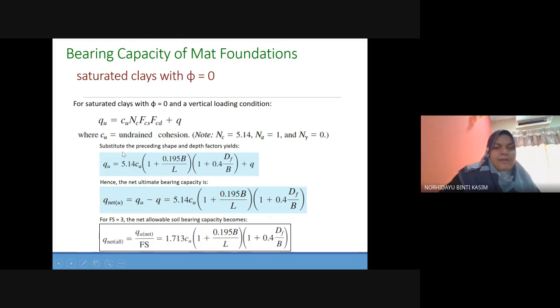Then substitute the preceding shape and depth factors, so qu equals this equation. For the net ultimate bearing capacity, this is the equation. For the factor of safety, if the FOS equals 3, the net allowable bearing capacity becomes this one. Use this equation.